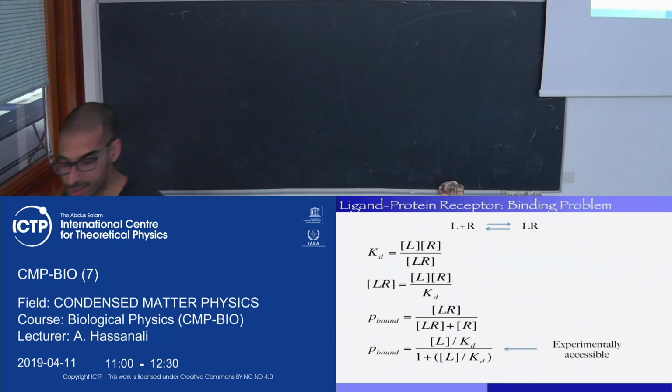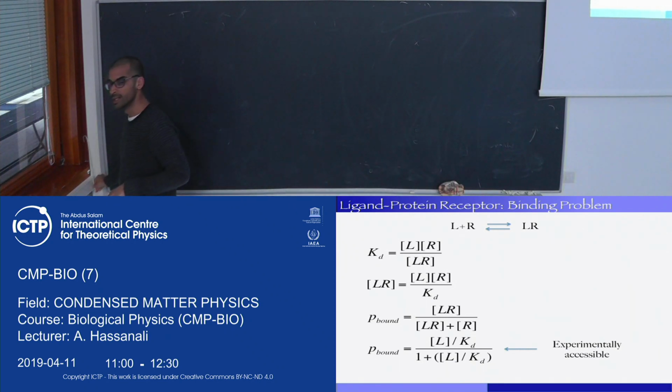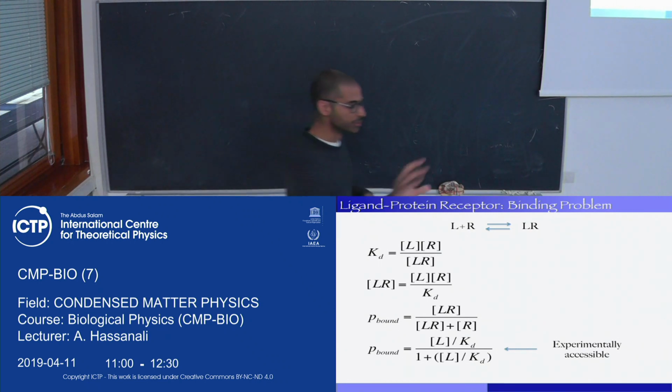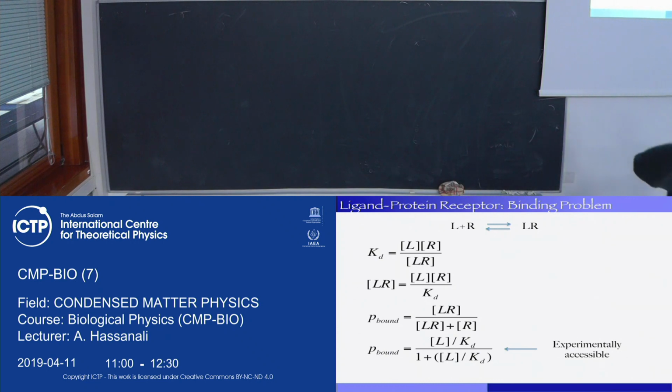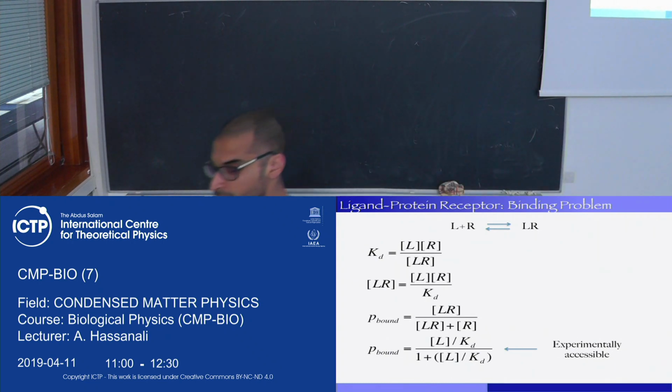Okay, yes, please. What is the general unit of concentration? Mole per liter or kg per liter? It's usually in mole per volume. So you'll see it written as capital M, molar. And depending on the magnitude of that, that will tell you how strong the binding constant is.